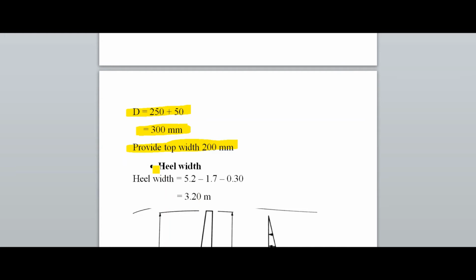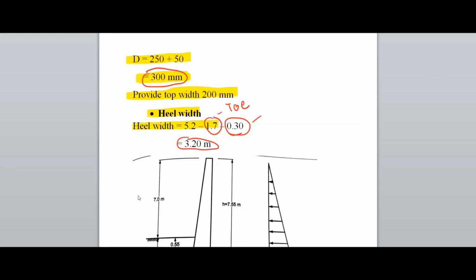Now heel width is 5.2 minus 1.7. 1.7 is the toe slab, and 0.30 is the thickness of the stem. So heel width is 3.20 meter. Right now we require this drawing.